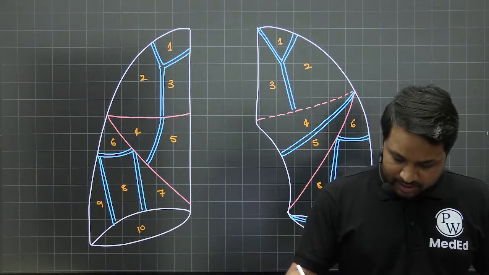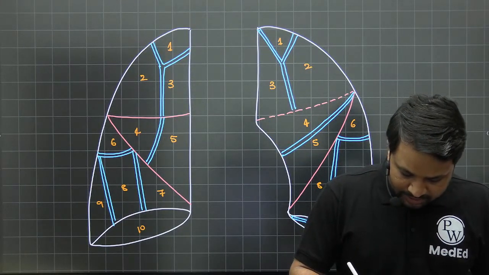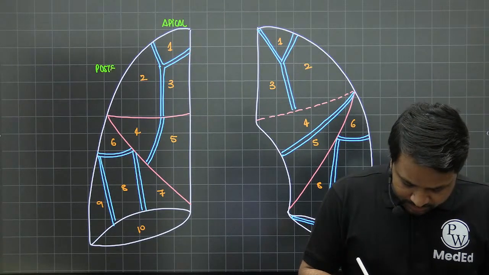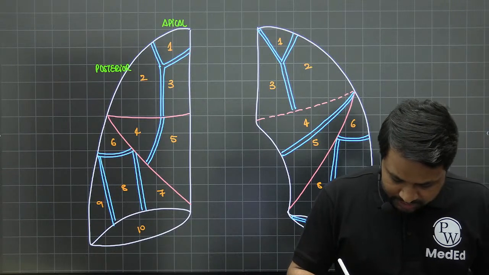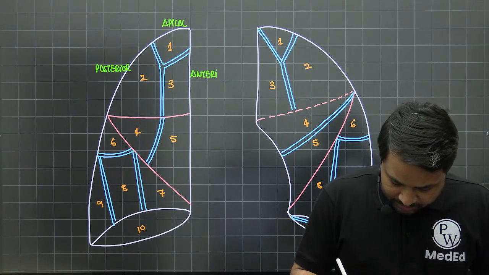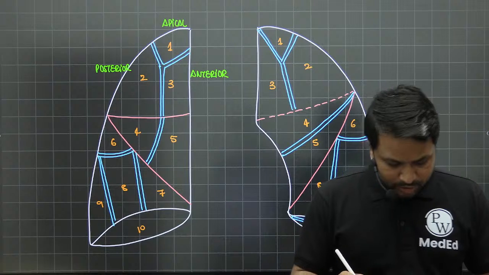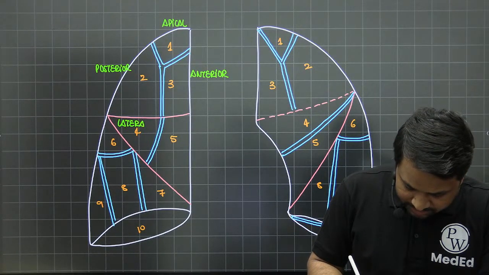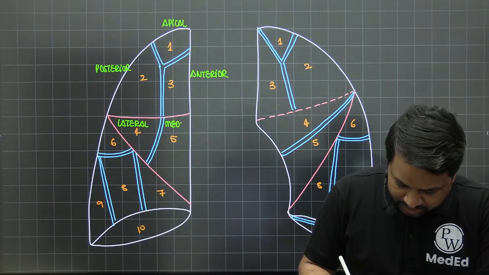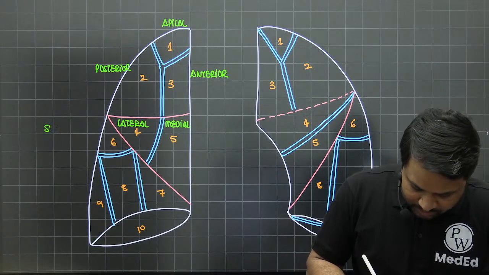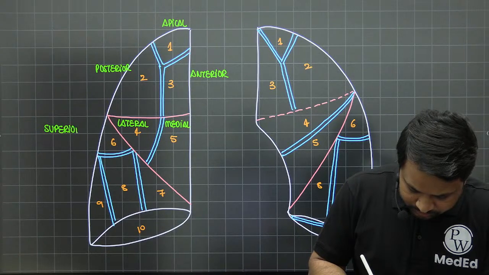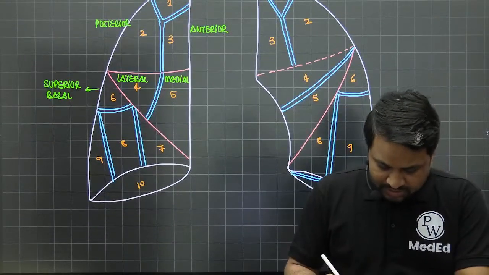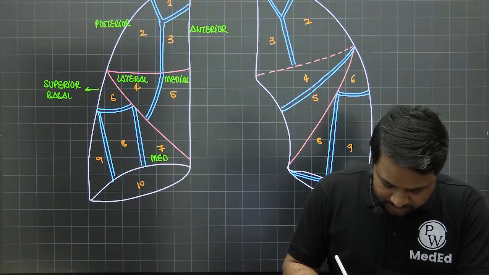If we quickly label, the 1 is the apical segment. 2 is the posterior segment, 3 is the anterior segment, 4 which is going to be present is the lateral part. This is the lateral segment. 5 is the medial segment. 6 is your superior basal. 7 is going to be the medial basal.